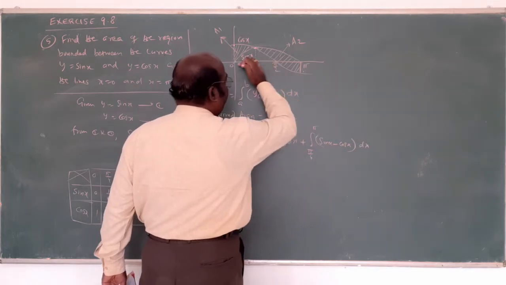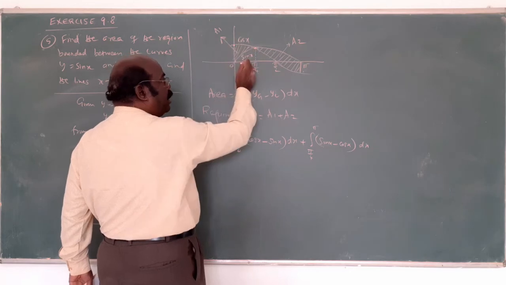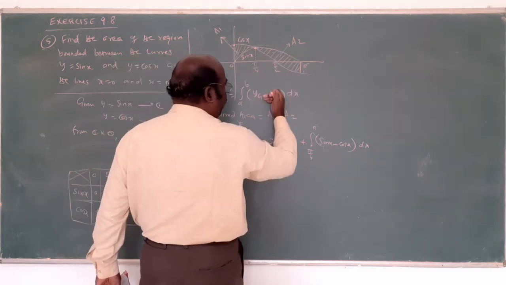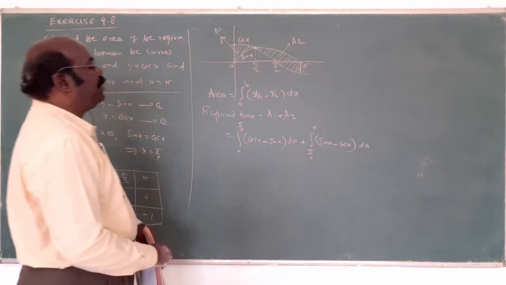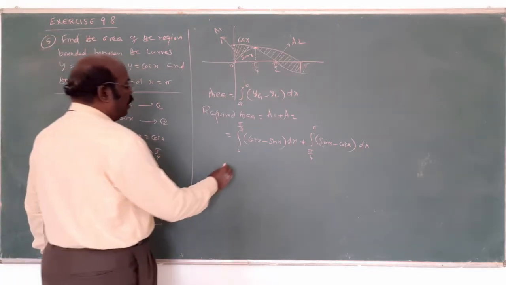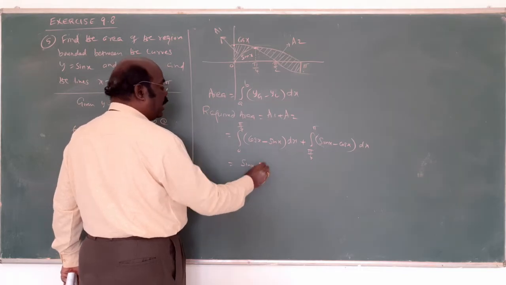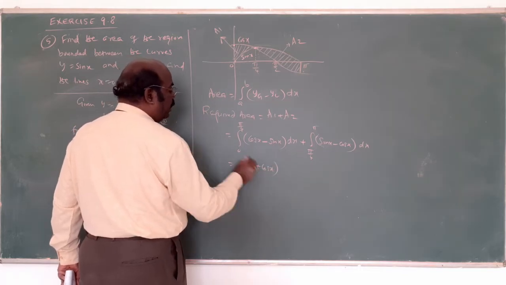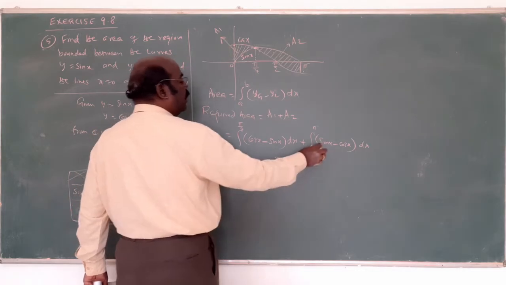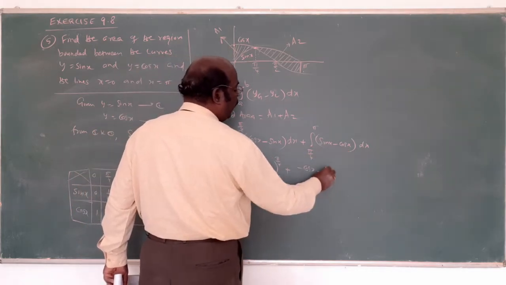For the first part on the x-axis, the top is cos x and the below is sin x. For the next one, sin x is on top and cos x is below. Now integrating, cos x gives sin x, and minus sin x gives plus cos x, with limit 0 to pi by 4. Plus, for sin x minus cos x, the integral becomes minus cos x minus sin x, from pi by 4 to pi.